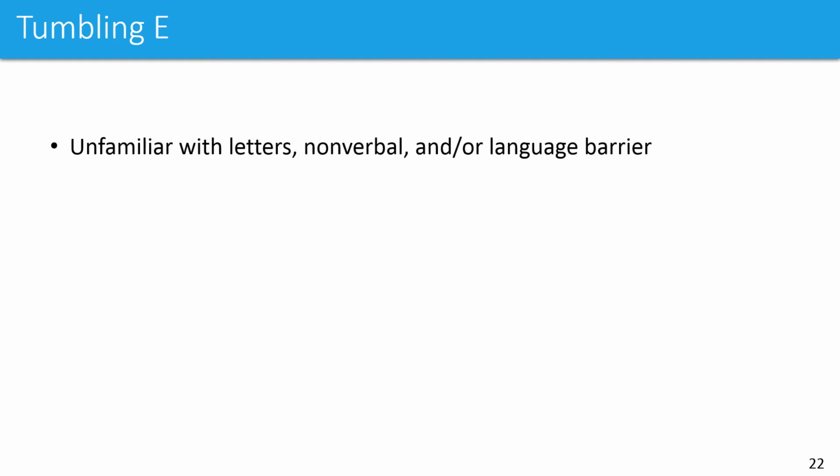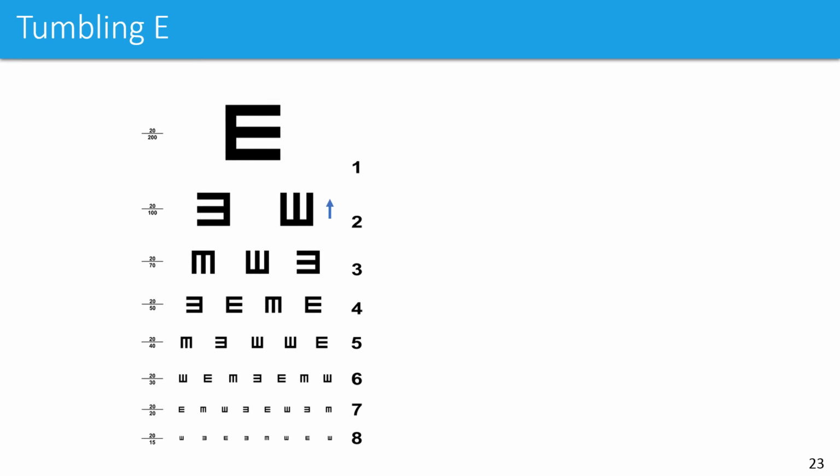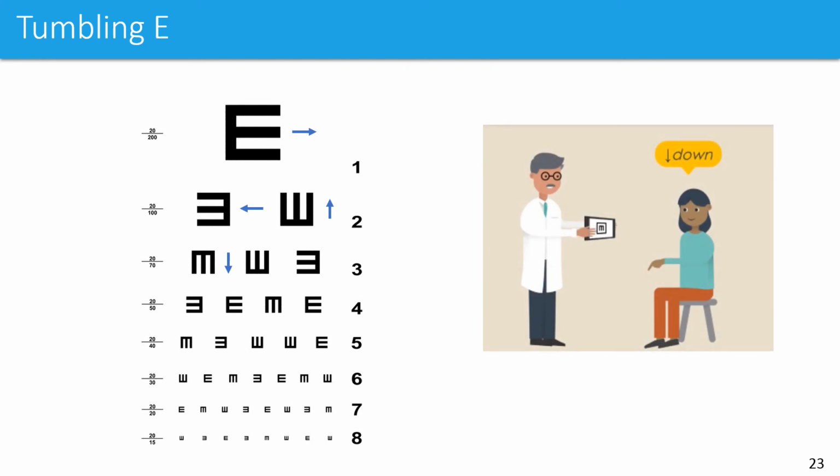Lastly, we will discuss the Tumbling E Test. This test can also be used for children who are unfamiliar with their letters, are nonverbal or have a language barrier. It has the added benefit of keeping children with a short attention span engaged. To complete this test, the child simply has to point in the direction that the E is facing. Up, down, left, or right. So there is no need for naming or matching symbols or letters.